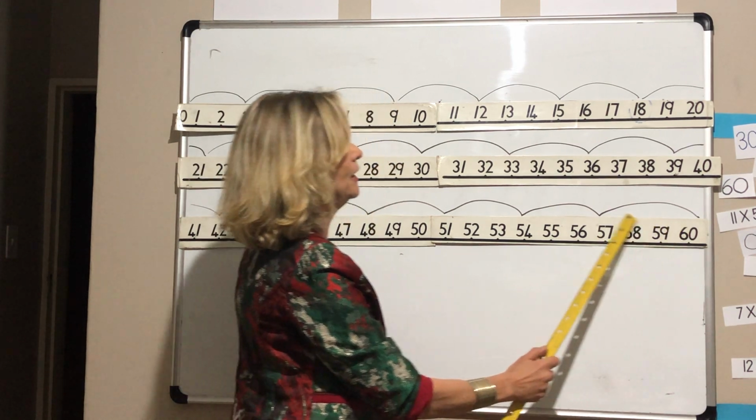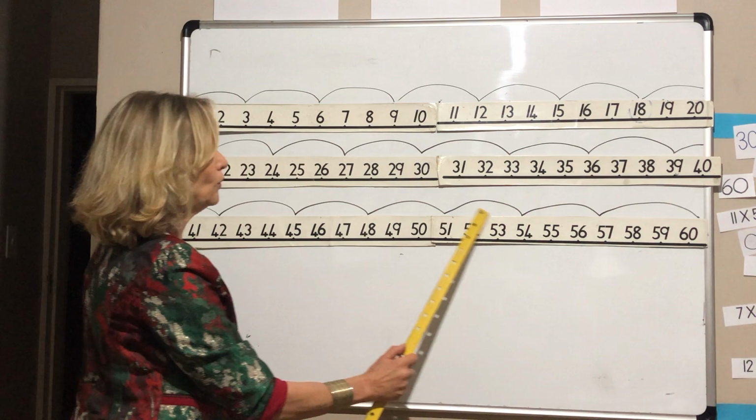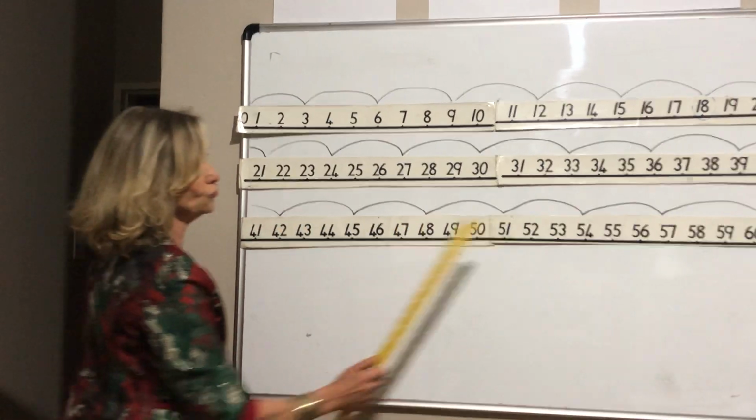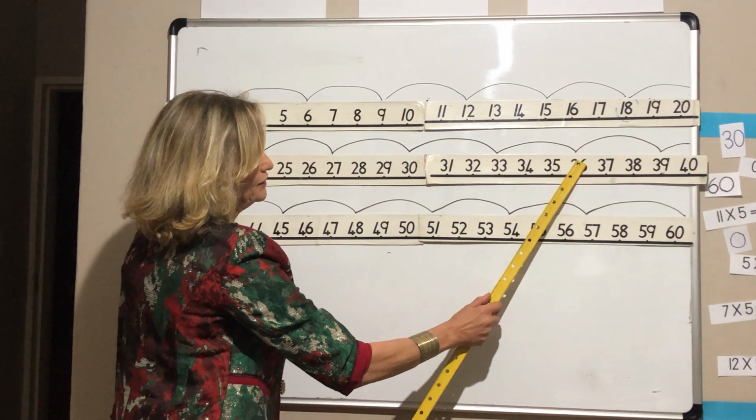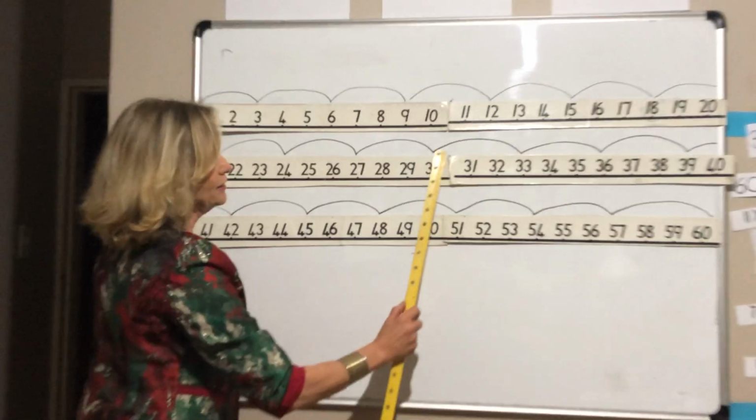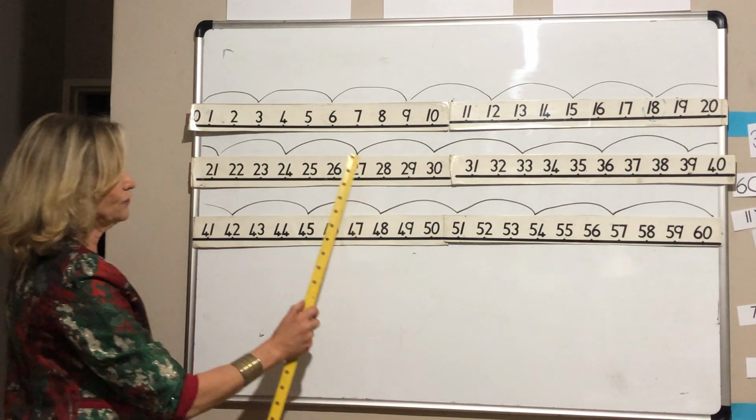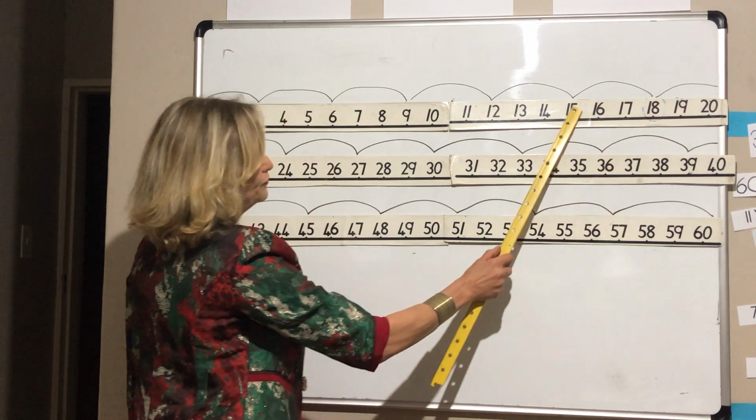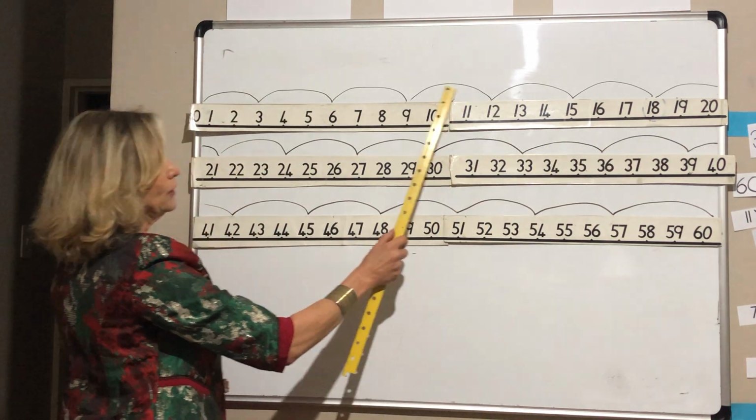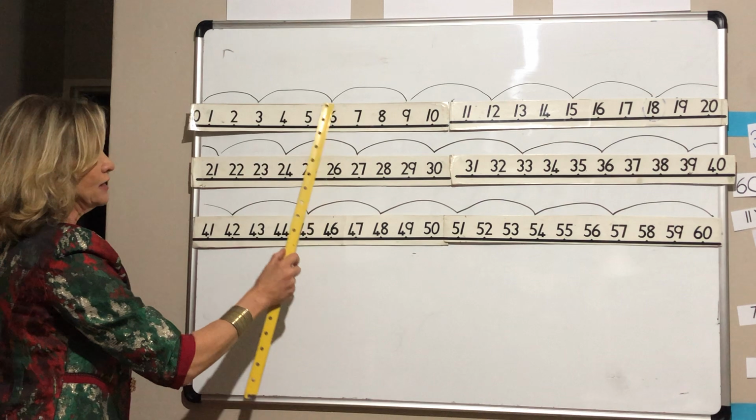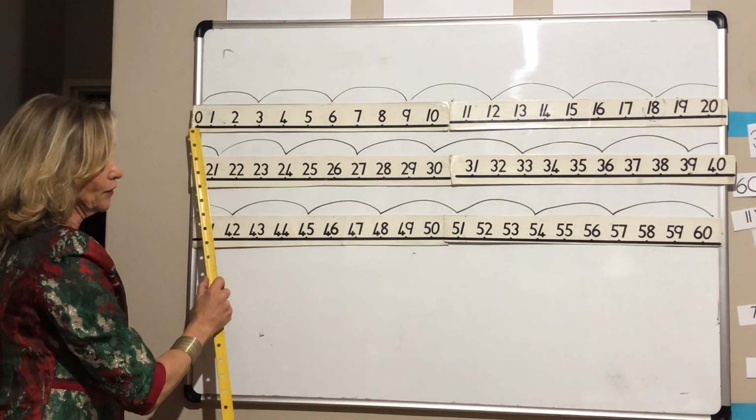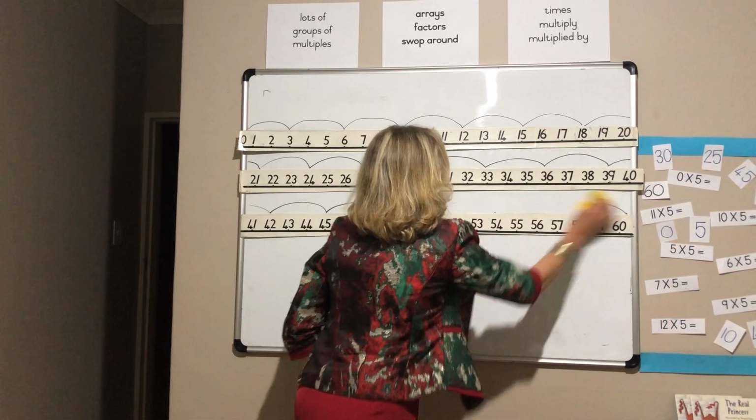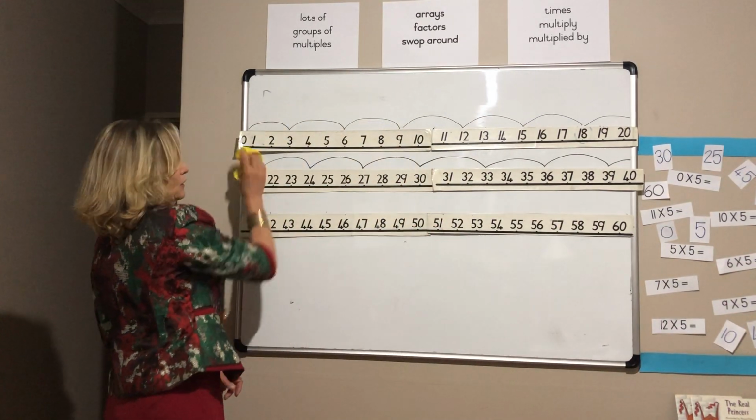And let's go back. 57, 54, 51, 48, 45, 42, 39, 36, 33, 30, 27, 24, 21, 18, 15, 12, 9, 6, 3, 0. Well done. That was really good. I'm going to take these off now.